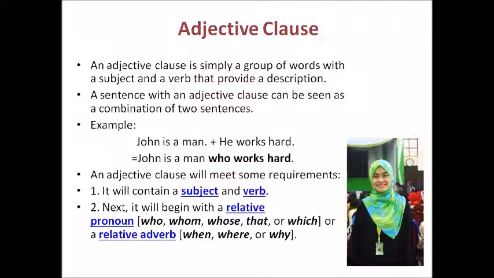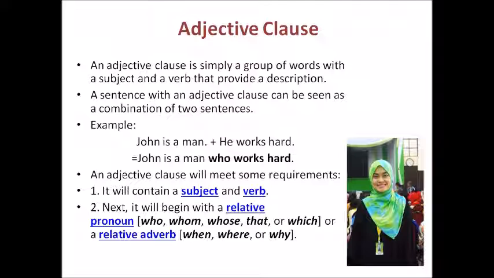Hello, today we are going to learn about adjective clauses. An adjective clause is simply a group of words with a subject and a verb that provide a description. A sentence with an adjective clause can be seen as a combination of two sentences.